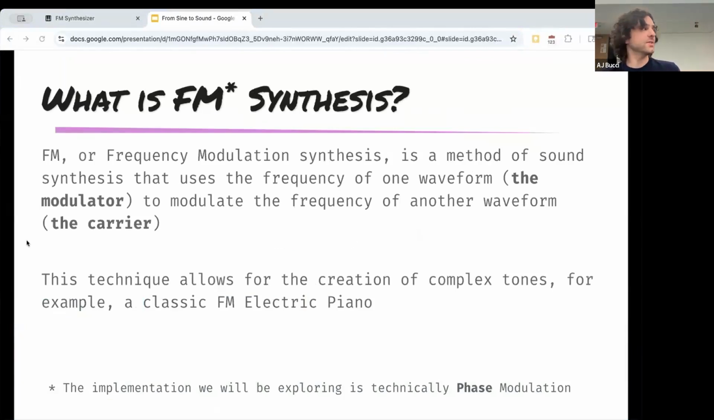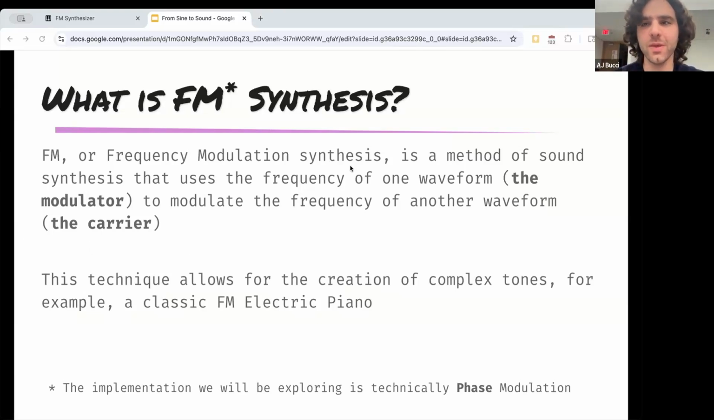So what is FM synthesis? FM stands for frequency modulation. It's a type of sound synthesis that modifies a wave using another wave. So you're modulating the frequency or the phase of a waveform to create a new wave. Don't worry about the definition. I'm going to show everything, and it'll hopefully make sense by the end of the presentation.